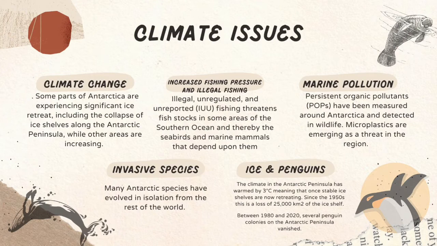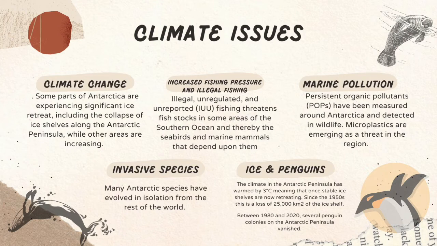Next is invasive species. Many Antarctic species have evolved in isolation from the rest of the world. Consequently, they have developed no means of defending themselves from the invasive species carried aboard ships. WWF catalyzed and helped fund the removal of rabbits from Macquarie Island and is now helping to remove mice from the Antipodes Island.